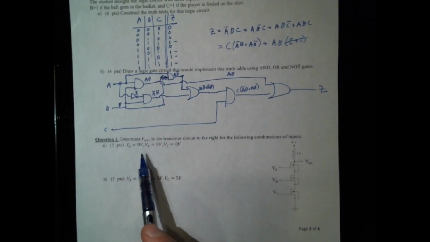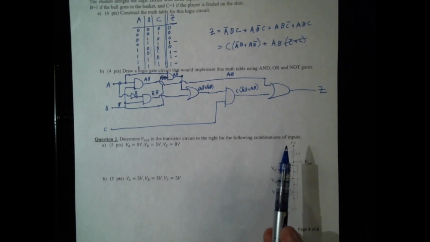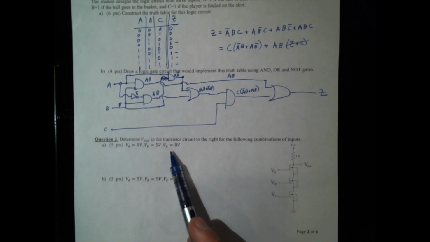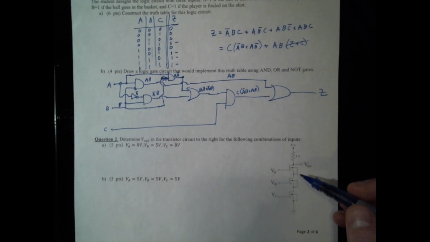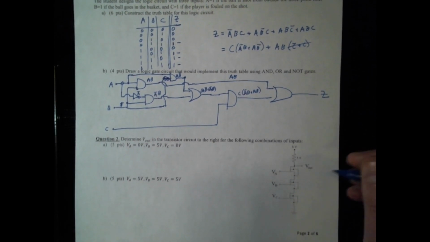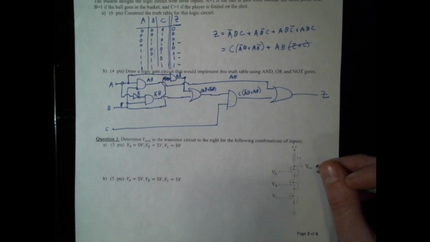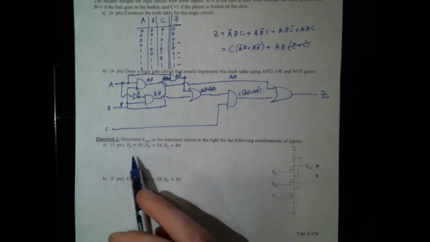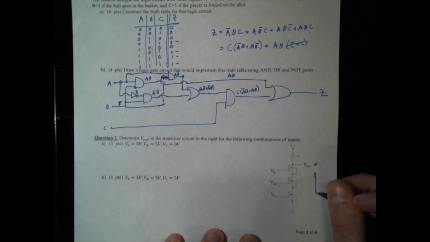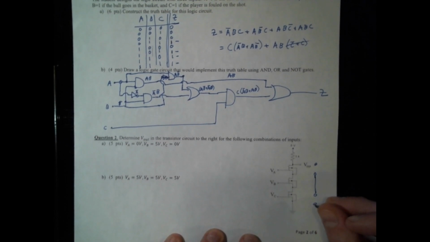Here we have to determine V out in the transistor circuit to the right for the combination of inputs. So first we have VA equals 0, VB equals 5, VC equals 0. The important thing to remember is if we have a positive value coming in here, so logic 1 or a high voltage, so 5, we're going to draw a wire. If we don't, we're going to draw a gap. So if VA is 0, we have a gap there. VB is 5, so we don't have a gap there. VC is 0, so we have a gap there.